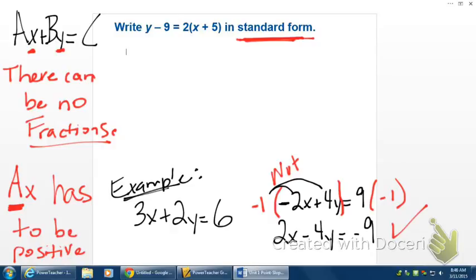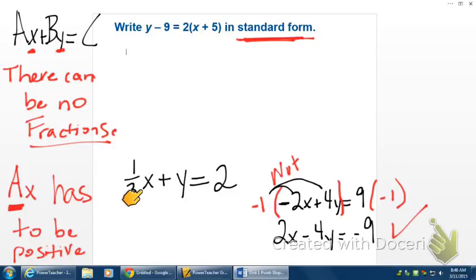What's above? Let's talk about this example. Now, what is wrong with this one? It has a fraction. Absolutely. We have a fraction of 1/3 right here. Now, the reason why I talked about multiplying a number times its denominator gets rid of that fraction, this is what you need to do here.